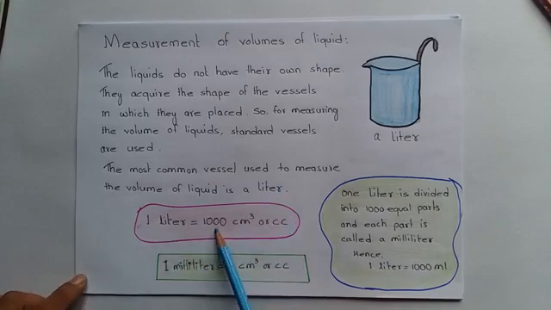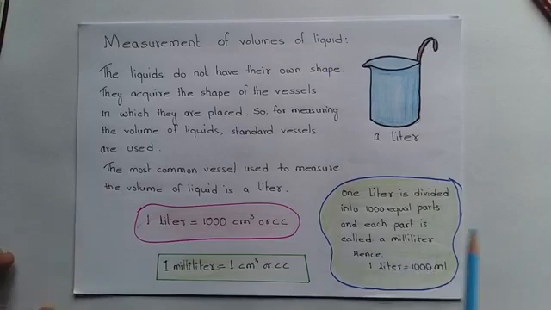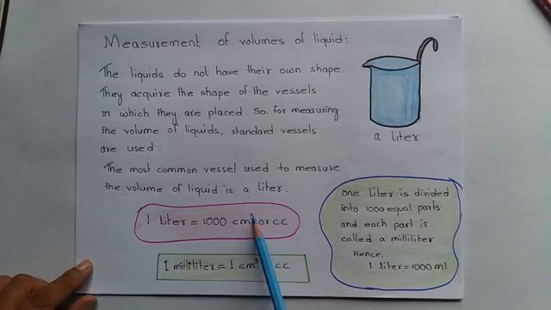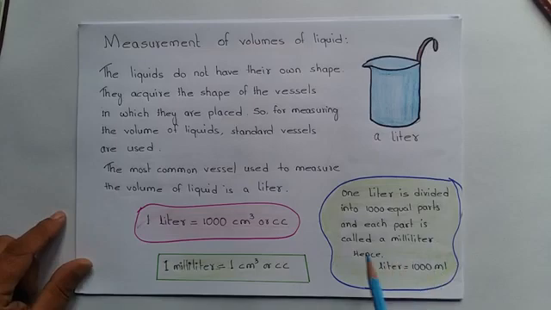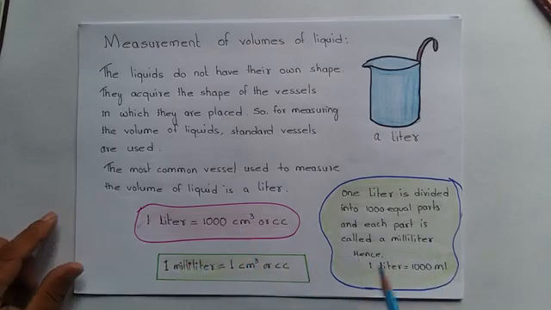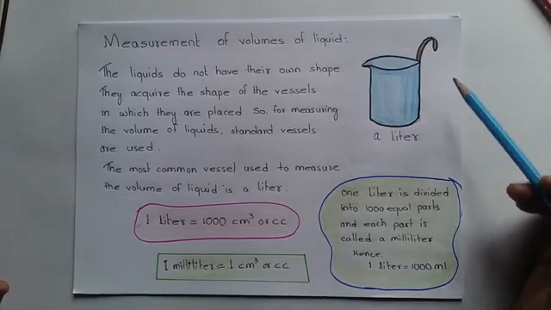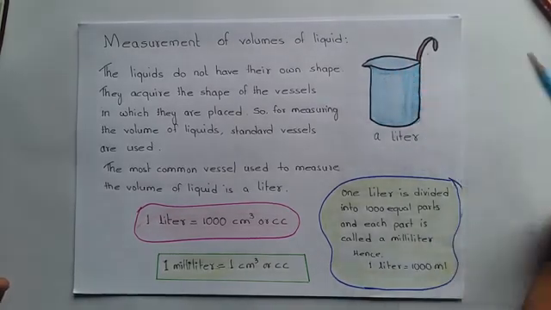So 1 liter is equal to 1000 cubic centimeter or cc. Cc means cubic centimeter. 1 liter is divided into 1000 equal parts and each part is called a milliliter. Hence 1 liter is also equal to 1000 milliliter. We know 1 liter equals 1000 cubic centimeter and 1 liter is also equal to 1000 milliliter. That means milliliter and cubic centimeter are equal. 1 milliliter equals 1 cubic centimeter. So we can measure the volume of liquid using a liter can.